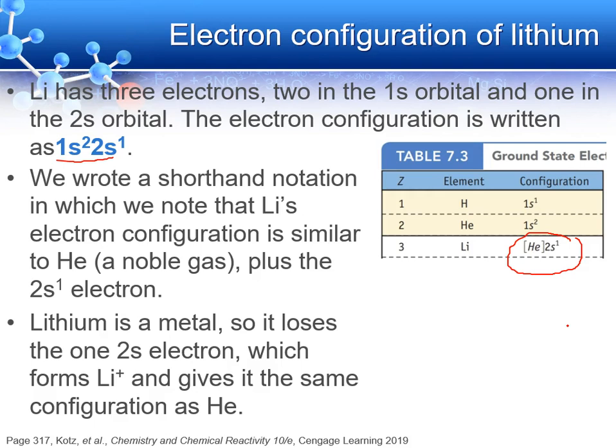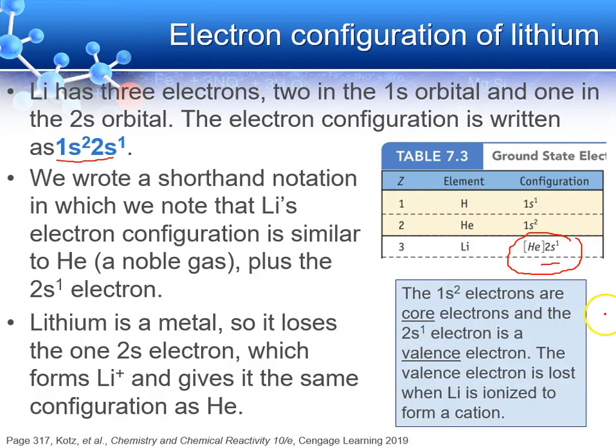So lithium is a metal. It's on the left side of the periodic table. You remember that metals lose electrons to form cations, so that's the electron that's lost. So if lithium loses that 2s1 electron, now its electron configuration is the same as helium's. So that gives lithium a Li plus charge, and it gives it the same configuration as helium.